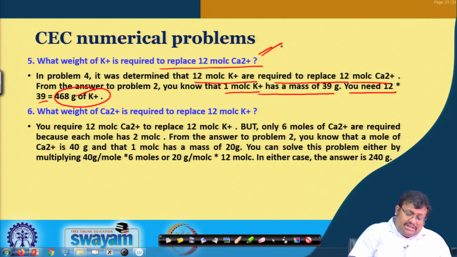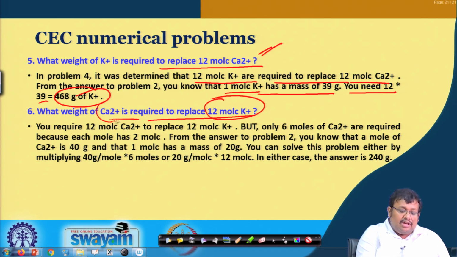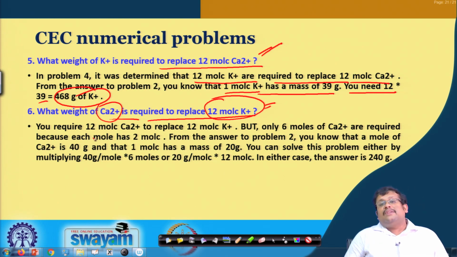Now, the sixth question is, what weight of calcium ion is required to replace 12 moles of potassium? Now, we know that to replace 12 molar charge of potassium, we require 12 molar charge of calcium. But to supply the 12 molar charge of calcium, we need only 6 moles of calcium, because 1 mole of calcium can supply 2 molar charge.